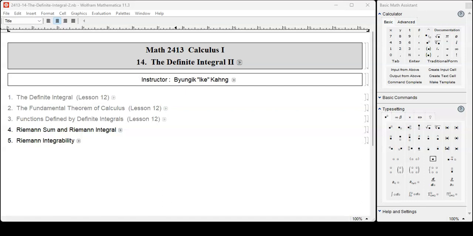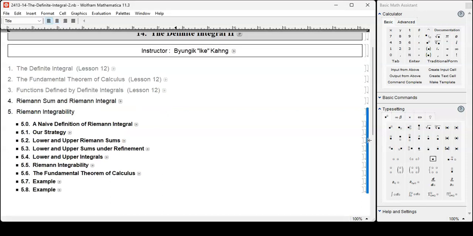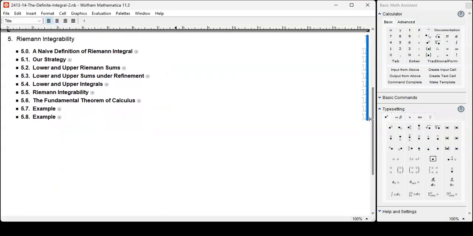Hello students, welcome back. Let us resume our discussion in section 5. Previously, we went through the idea of Riemann integrability.